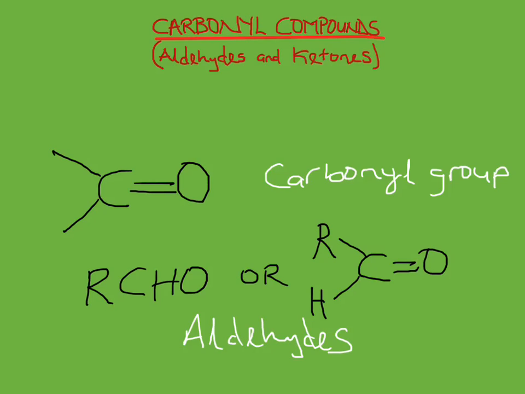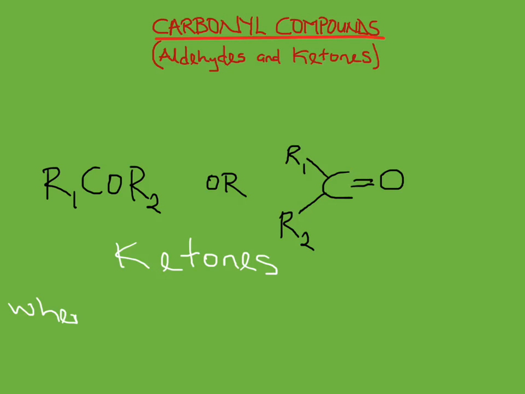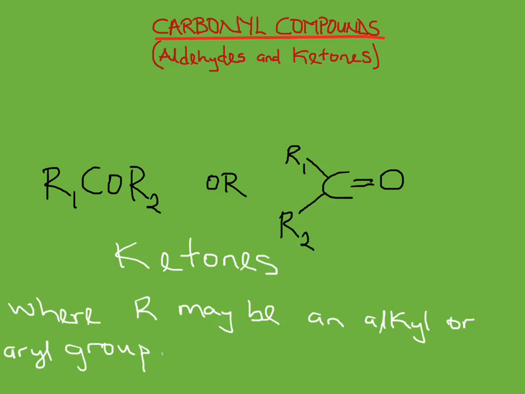Aldehydes and ketones, as such, are similar in that they both possess the carbonyl group. Aldehydes have the general formula RCHO, while ketones have the general formula R1COR2, where R in both cases, that is, in both the ketones and aldehydes, may be an alkyl or aryl group. R1 and R2 may or may not be the same.